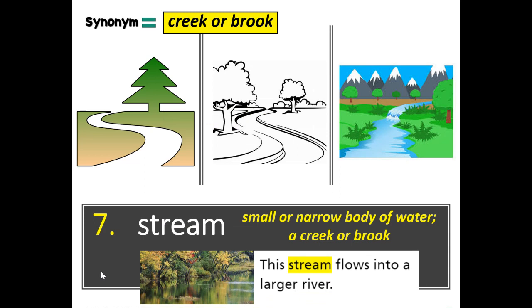This stream flows into a larger river. Or this brook or creek flows into a larger river. Think about it. If you went hiking, would you rather have to cross a stream or a large rushing river? You could also say, if you went hiking, would you rather have to cross a creek or brook or a large rushing river? Well, the answer to that question is easy. I would rather cross a stream.